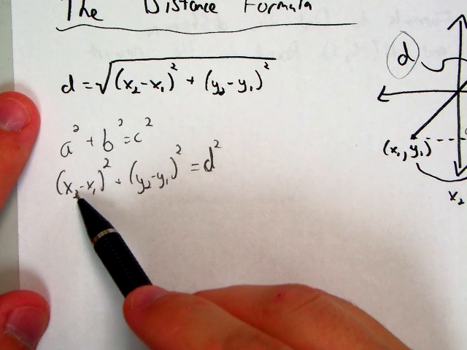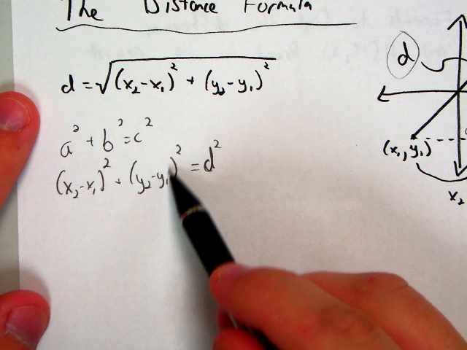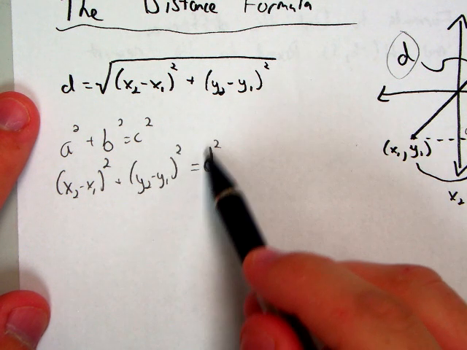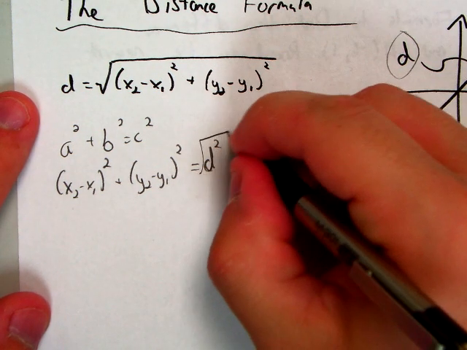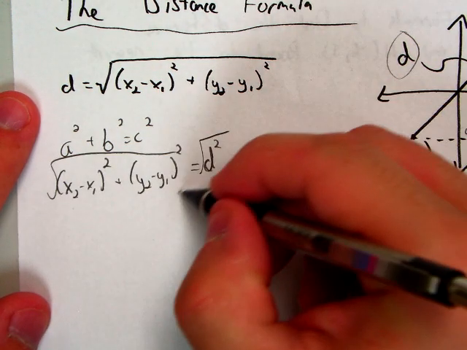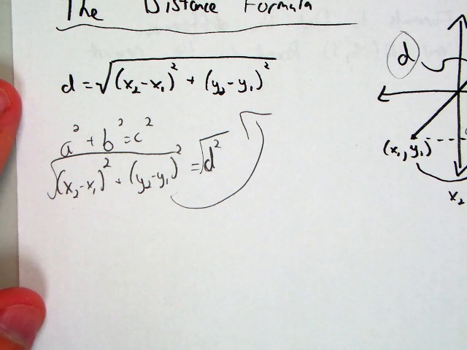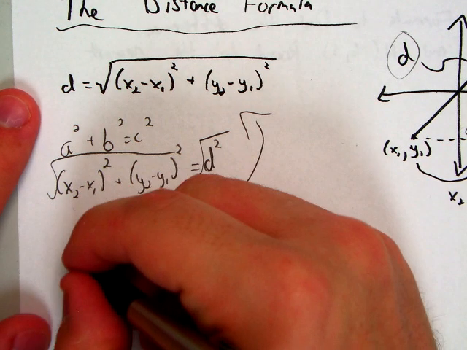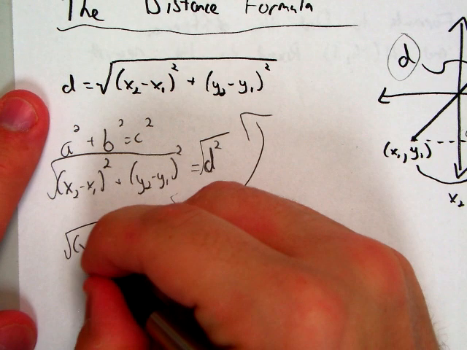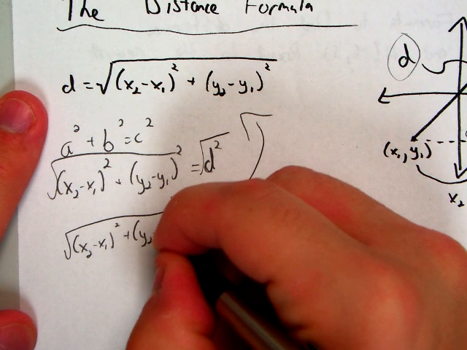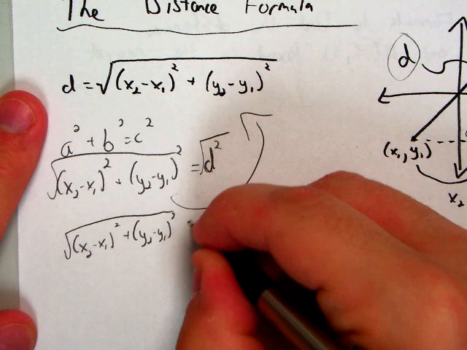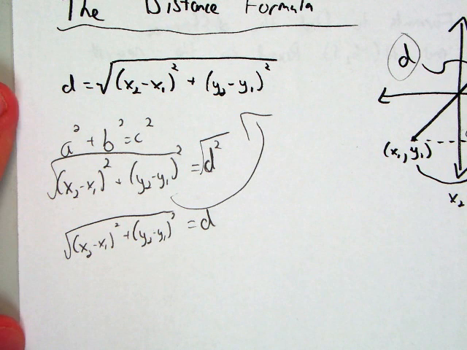So now we have the distance on one side, squared, plus the distance on the other side, squared, is equal to the total distance between two ordered pairs. Now to find the distance, we have to take the square root of that, and that is where we get the distance formula. So square root of (x2 minus x1) squared plus (y2 minus y1) squared equals D, and that's the distance formula.